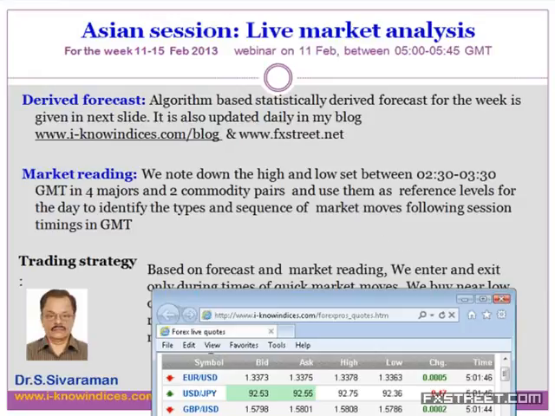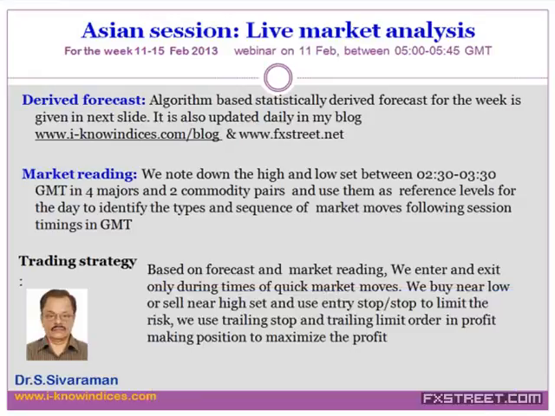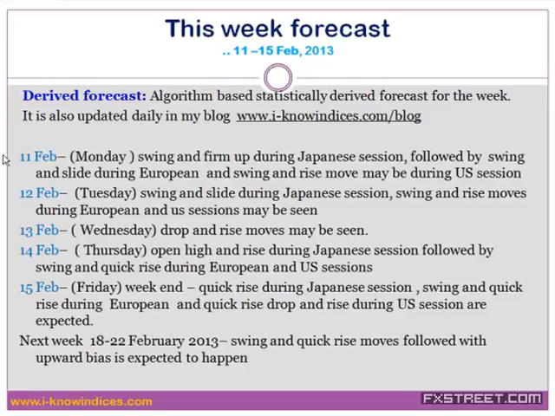Now coming to the expected market moves for this particular week. Today, 11th of February, swing and firm up moves are expected during the Japanese session, followed by a swing and slide during the European session, and then a swing and rise may be seen during the US session. So the European session slide or dip could be taken as the week-beginning false move, and once they do that and firm up during the US session, it confirms that from this particular week onwards they are expected to make the trending move.